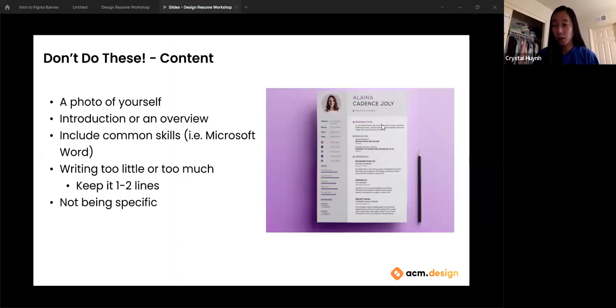But it's okay if you're not a master at Figma or a master at Adobe XD. As long as you've tinkered around with it and played around with it, that still counts as a skill. You still know how to use it. That's enough to list those programs under common skills.